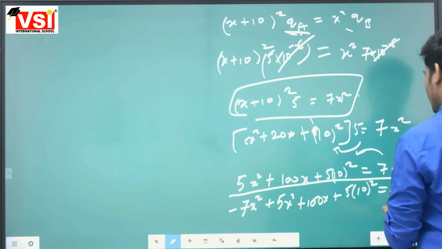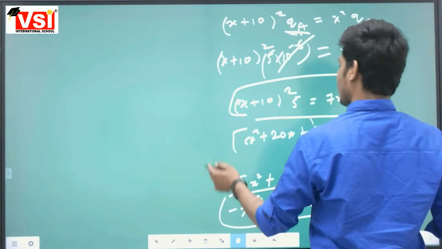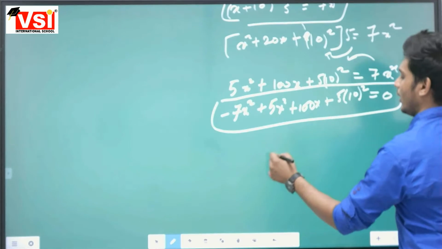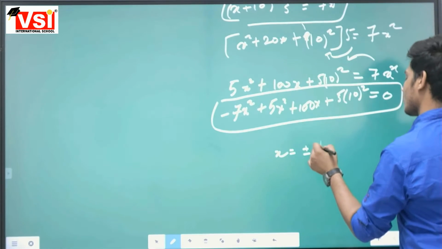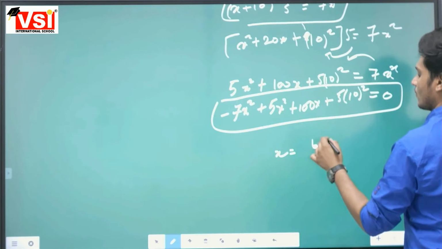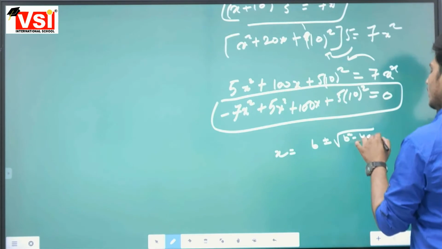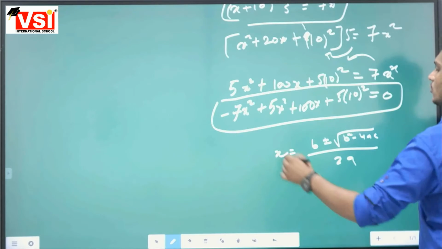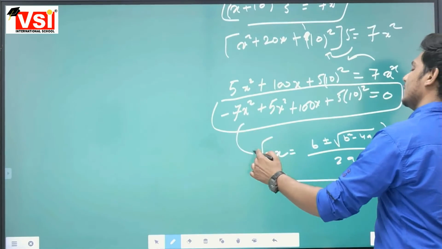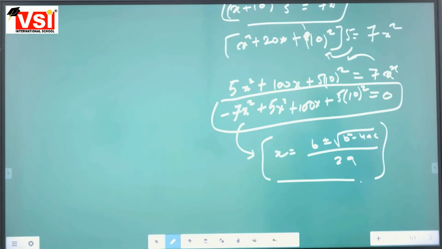So this is a quadratic equation. By the help of the formula we could find the value of x, that is x is equal to minus b plus minus under root b square minus 4ac upon 2a. By the help of this formula we can find out the value of x very easily. So this is all about question number 1.